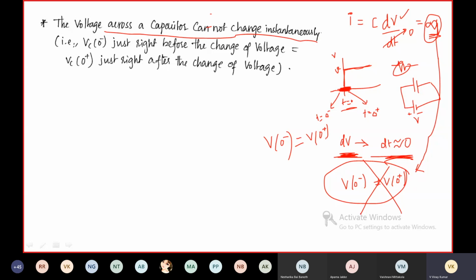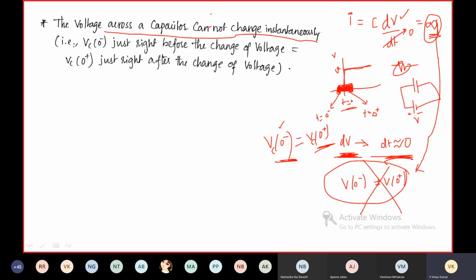Within zero time, voltage cannot change. Voltage cannot change means whatever voltage is available at t is equal to 0 minus, the same voltage will be available at t is equal to 0 plus. So voltage cannot change instantaneously within zero time. Here, what is V of 0 minus? It is Vc of 0 minus, Vc of 0 plus, as it is the voltage across the capacitor. Vc of 0 minus means the voltage across the capacitor just before the change of voltage, and Vc of 0 plus is just after the change of voltage. So Vc of 0 minus is equal to Vc of 0 plus.